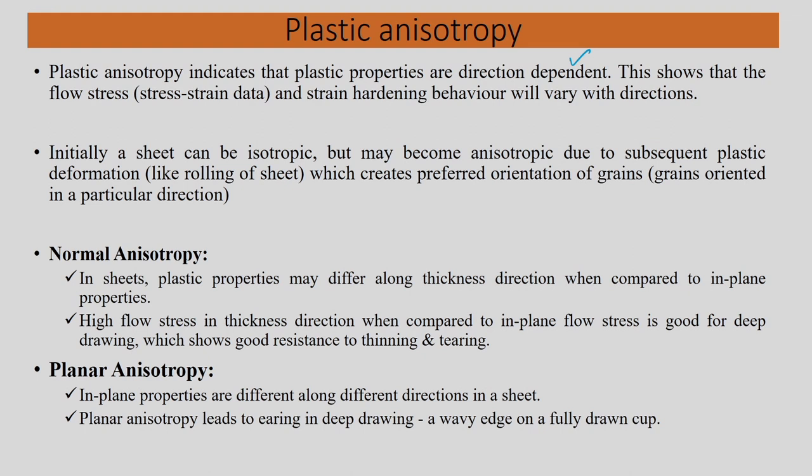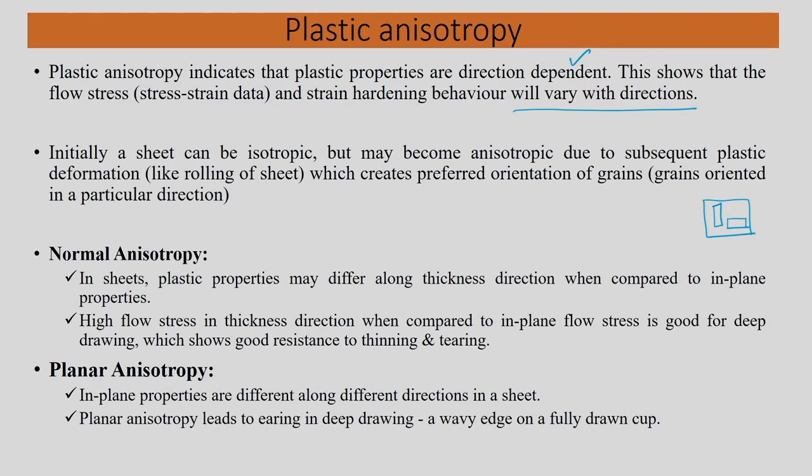Plastic anisotropy indicates that plastic properties are direction dependent. What do we mean by that? It means that the stress strain curve, or the strain hardening behavior, will vary with direction. Suppose you take a sheet, randomly pick up a square sheet, and cut a tensile sample along this direction, you do not know what this direction is, and you cut a rectangular sample along this direction. From these you make a dog bone type of standard sample and then do tensile testing. They may show different properties, different stress strain behavior or strain hardening behavior. This is what we are going to call plastic anisotropy.